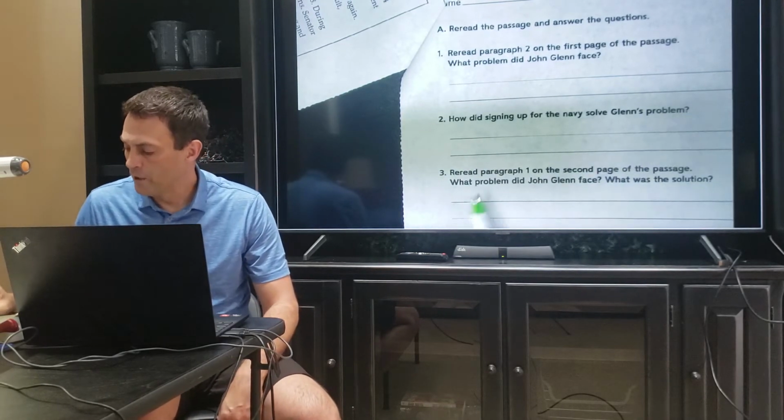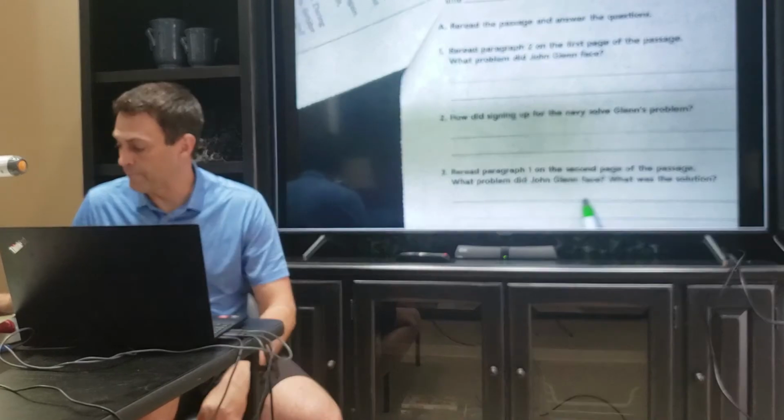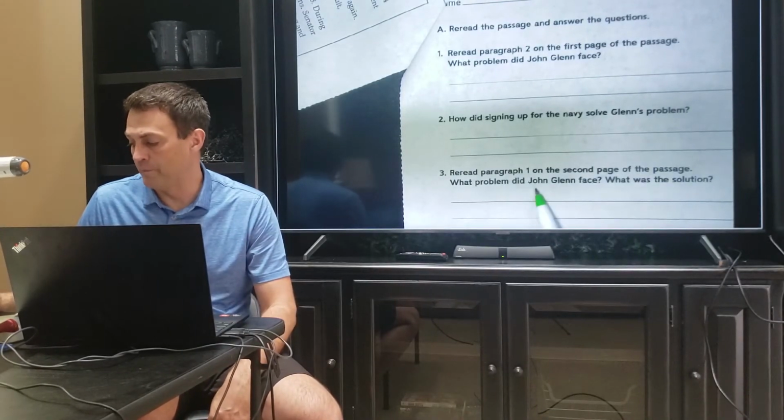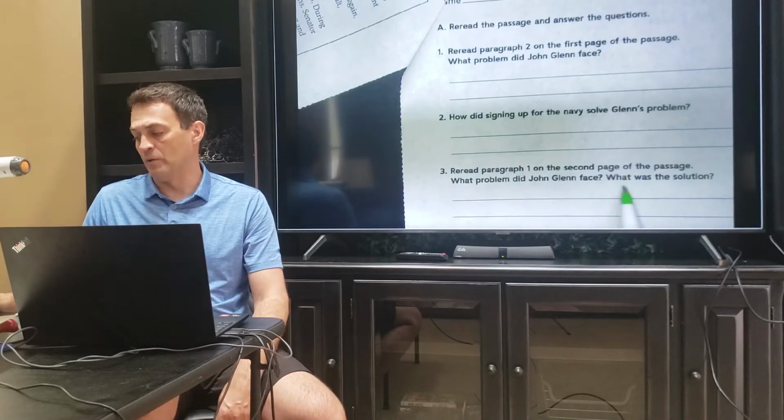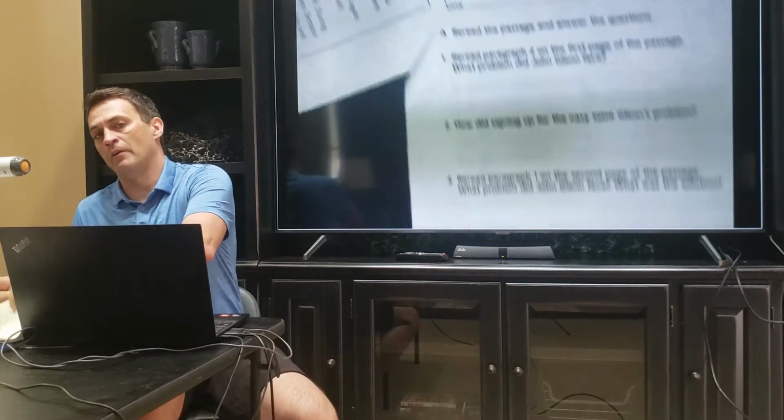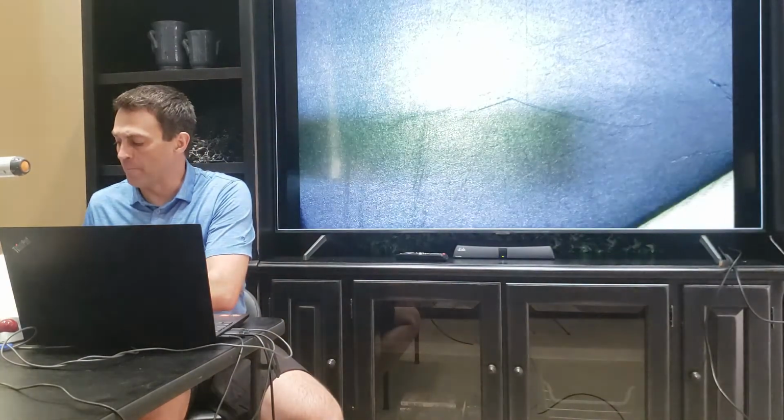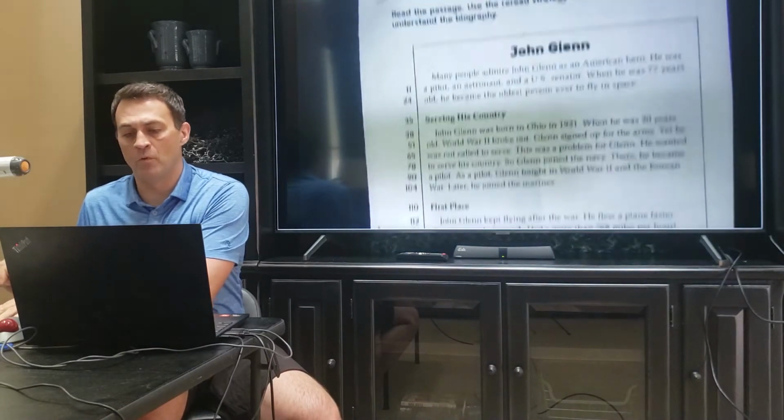And number 3, reread paragraph 1 on the second page of the passage. What problem did John Glenn face? What was the solution? All right, I'm going to read this. You follow along. Feel free to mark on the page if you see something you want to remember.